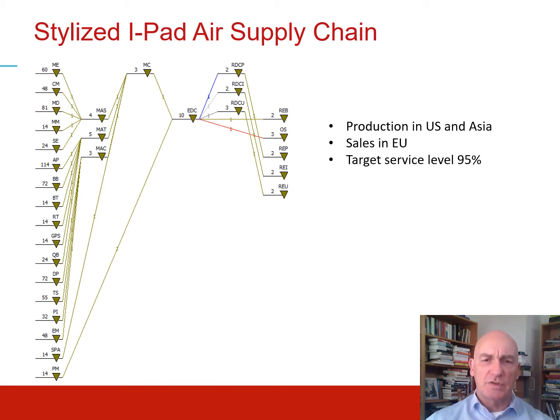this one, OS, which stands for online sales, but it also backs up RDCs, regional distribution centers in Poland, Italy, and the UK, in the Benelux. And these regional distribution centers, we have stylized it, they basically deliver to Poland, Italy, and UK, but you can imagine it will be in the region. But to keep the case not too complicated, we did it like that. And we said, okay, let's go for a target service level of 95%.